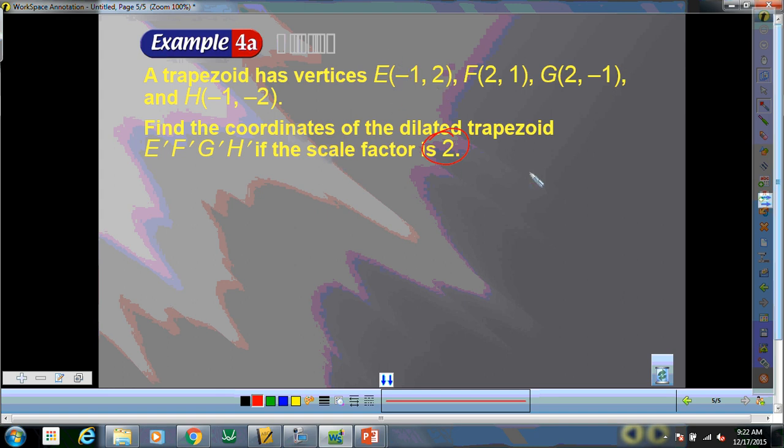So that just means that we need to multiply everything by 2. So E prime is going to be -2, 4. F prime would be 4, 2. G prime would be 4, -2. And H prime would be -2, -4. Because we had to take everything, didn't switch anything, didn't change any signs. We just multiply it by the scale factor.